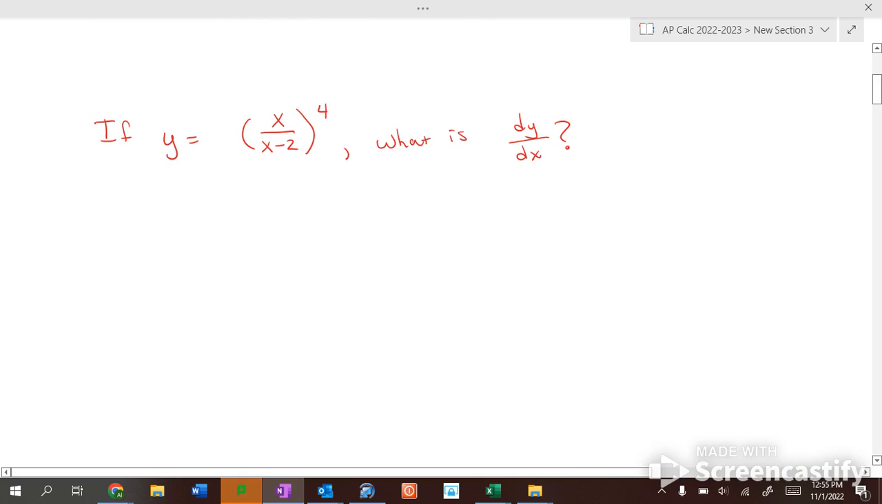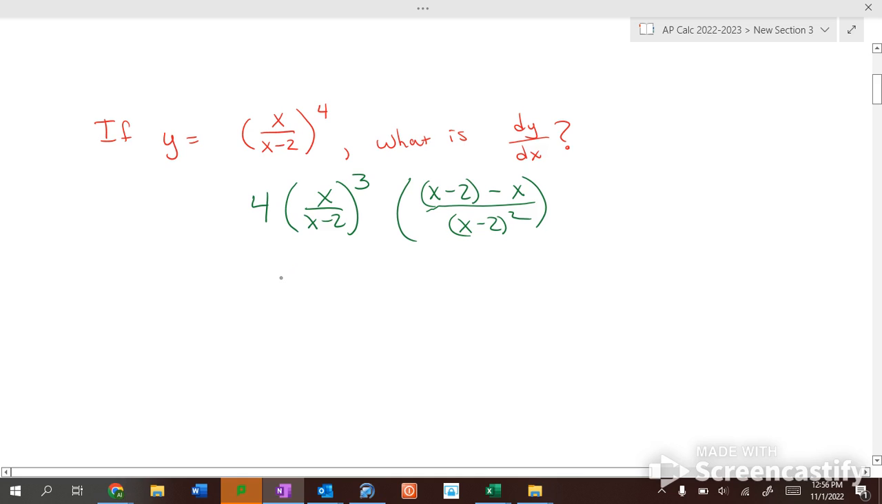How do we do this? Chain rule again. So it's 4 times x over x minus 2 to the third times the first derivative of the inside, which is a quotient rule. So it's x minus 2 times 1 minus x times 1 all over x minus 2 quantity squared.